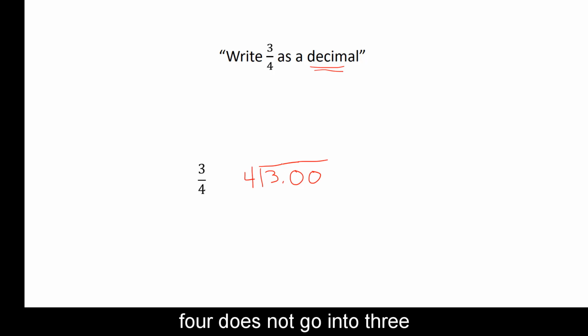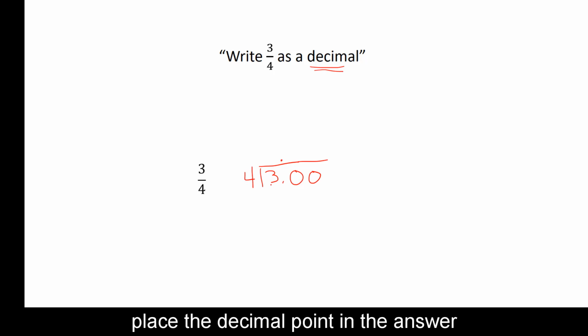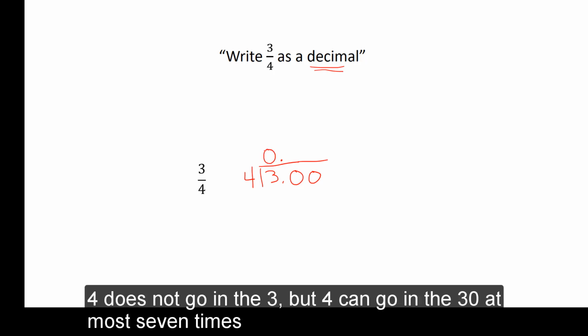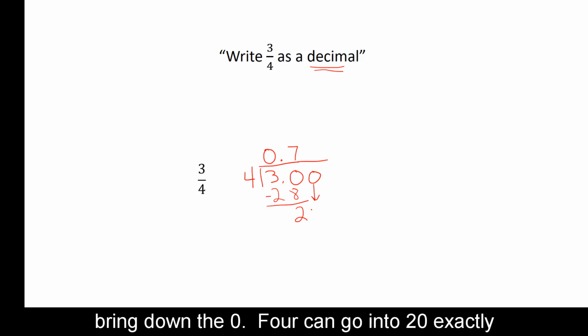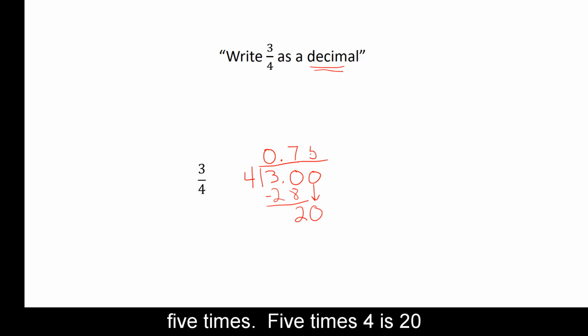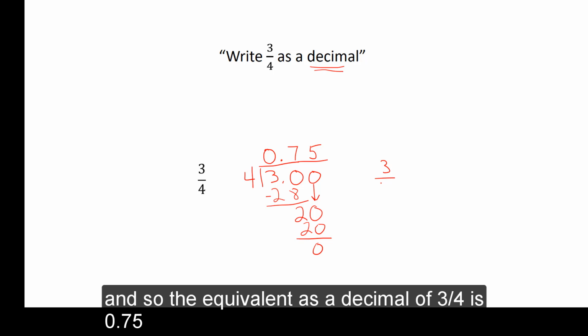4 does not go into 3, and let me place my decimal point in the answer. 4 does not go into 3, so there's a 0. 4 can go into 30 at most 7 times. 7 times 4 is 28. 30 minus 28 is 2. Bring down the 0. 4 can go into 20 exactly 5 times. 5 times 4 is 20, with no remainder. And so the equivalent as a decimal of 3/4 is 0.75.